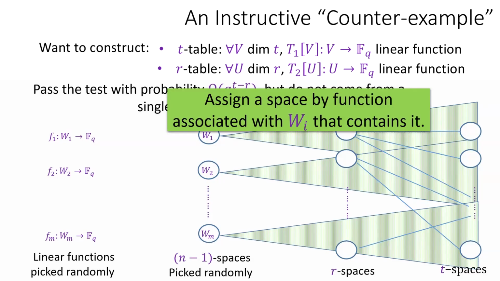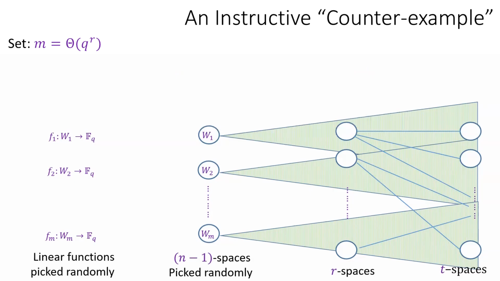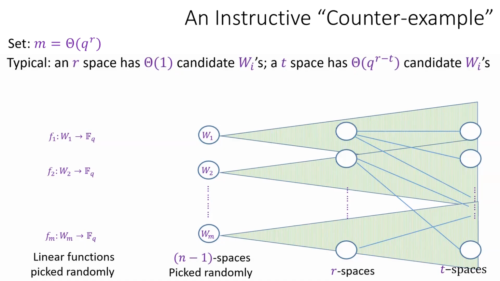That's the example. Now we need to analyze the example, and so I need to count the number of opinions, how many second opinions a T space takes. So I need to choose M carefully. Let's calculate a little bit. I'm going to take M to be a constant times Q to the R. The point is that if you look now at a typical R space, how many hyperplanes cover it? A randomly chosen hyperplane covers it with probability Q to the minus R. So in expectation, M times Q to the minus R things cover it, so constantly many.